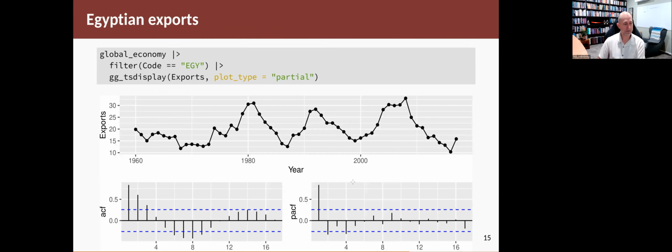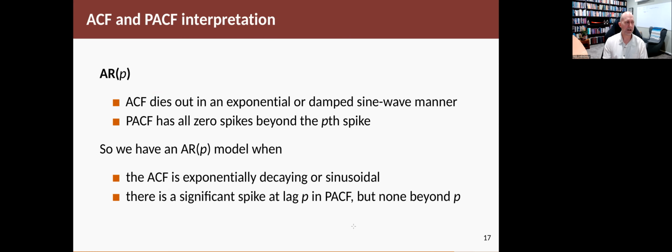That's in fact what I did when we saw these graphs. Got a sinusoidal behavior here, and this is a spike at lag p and nothing else. Classic AR4 behavior. Turns out that's not the best model. We had a better ARIMA(2,0,1) model, but it's a decent model.